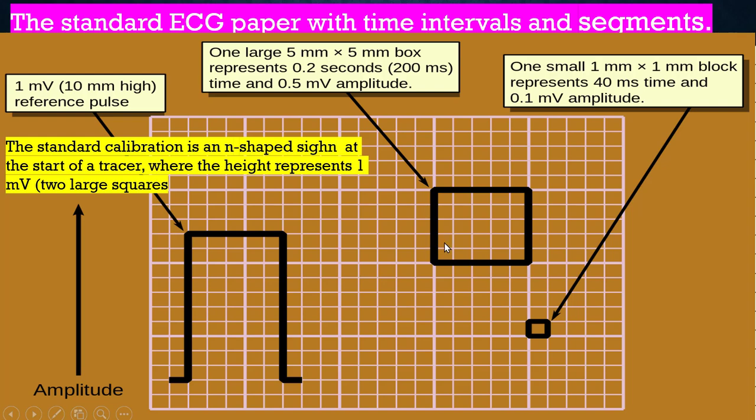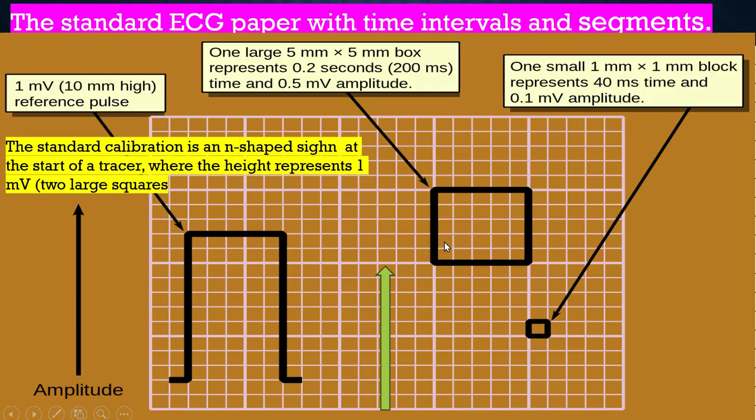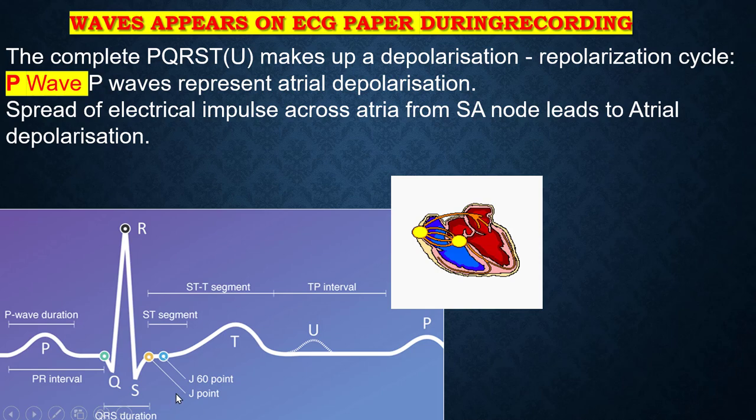The PQRST complex, and sometimes it contains a U wave, makes up a depolarization and repolarization cycle. The P, Q, R, S and T complex represents the complete cardiac cycle in which depolarization and repolarization of the heart occur.